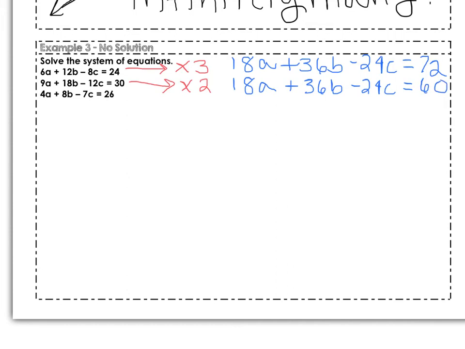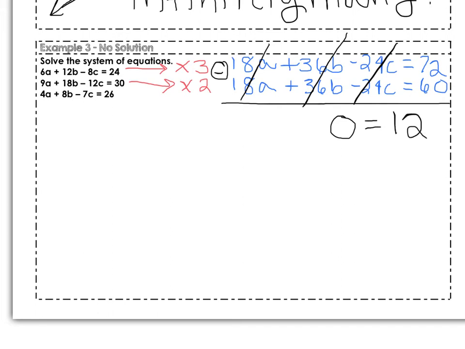So if we're looking at this logically, notice how in our equations the left-hand side all ended up the same. Can the left-hand side of an equation equal two different numbers? Logically, that's not going to happen. But if you're not seeing that yet, just subtract our two equations and notice 18a minus 18a, that's 0. 36b minus 36b, that's 0. Negative 24c minus negative 24c, that's 0 also. So my left-hand side ends up being 0. And 72 minus 60 equals 12. In this world, in this lifetime, will 0 ever equal 12? No way, Jose. There's no solution.